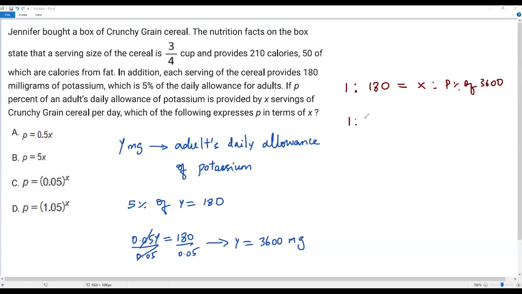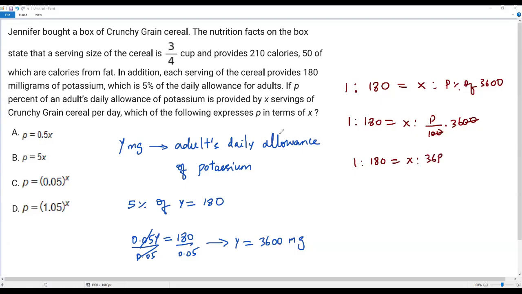So now 1 to 180 equals X to P%. This P% can be written as P over 100, that is, as a fraction. Then "of" means times 3600. So two zeros and two zeros can be cancelled, and I'm getting 1 to 180 equals X to 36P. P times 36 is 36P.